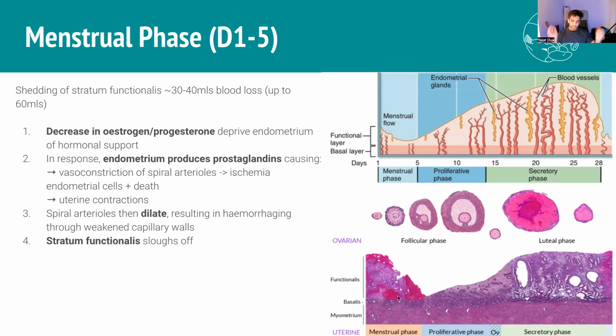In response to this decrease in hormones, the cells of the endometrium produce prostaglandins. These prostaglandins cause mass vasoconstriction of the spiral arterioles that I pointed out before. Of course, that's the blood flow to the columnar cells of the endometrium, so if they vasoconstrict due to spasm, there's going to be ischemia and those cells are going to die. Those prostaglandins also cause uterine contractions of the muscle layer. The spiral arterioles, after that massive vasoconstriction and spasm, then dilate. Their capillaries, like arterioles, are not that strong, so all the blood hemorrhages through these weakened walls and the stratum functionalis is shed off.